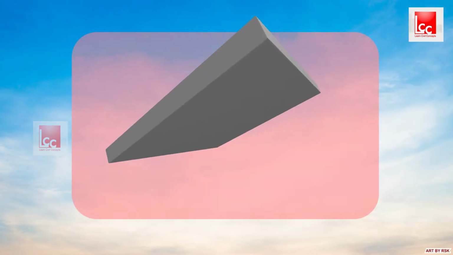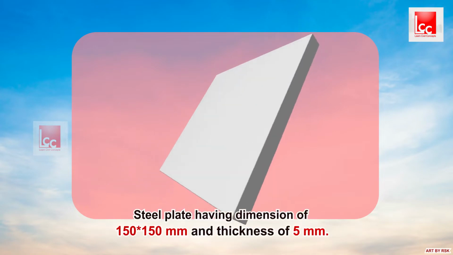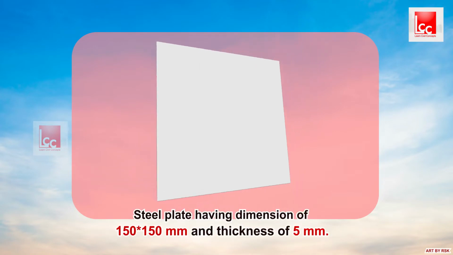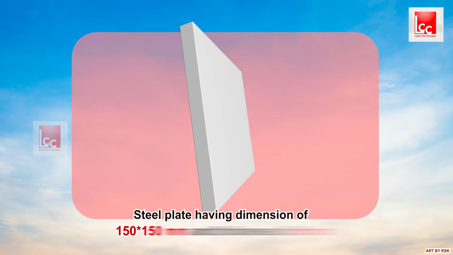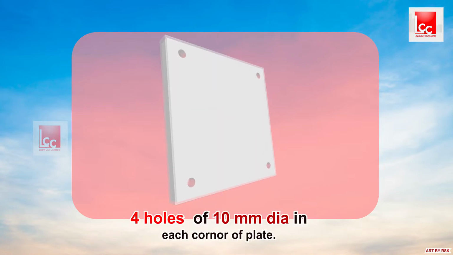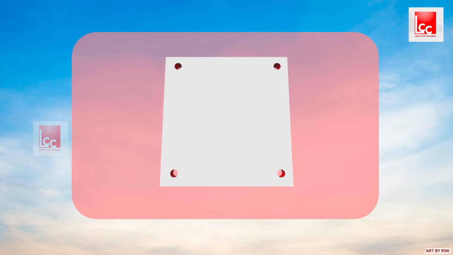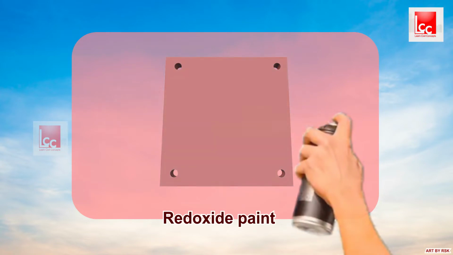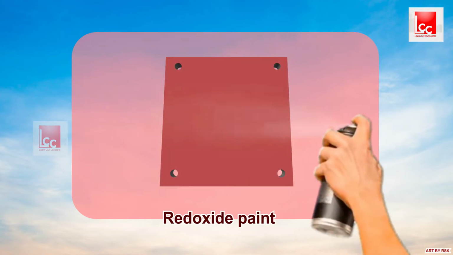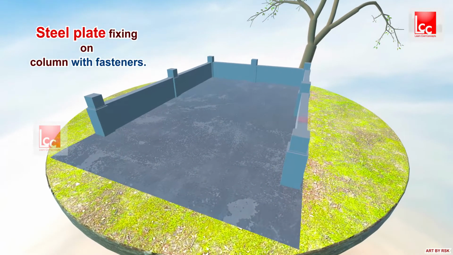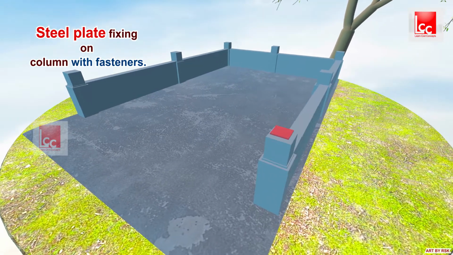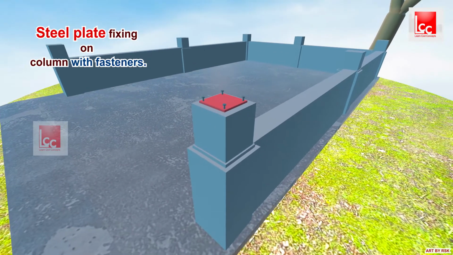Now, for the steel plate having a dimension of 150 by 150 and a thickness of 5 mm, we will make 4 holes of 10 mm dia in each corner of the plate. To protect the steel plate from corrosion, we will paint it with red oxide. We will fix the steel plate on the top of each column with the help of fasteners.